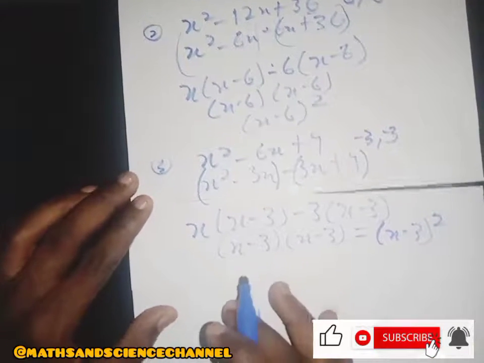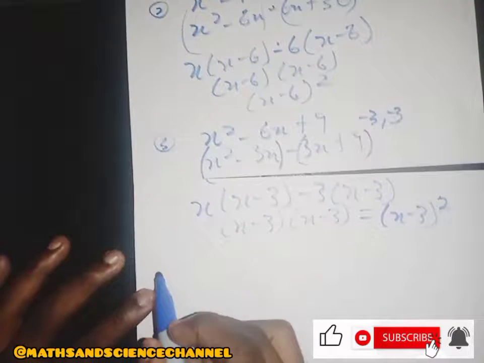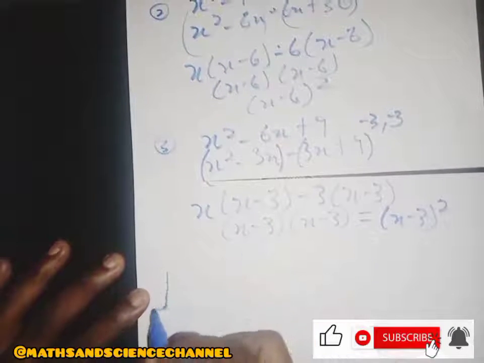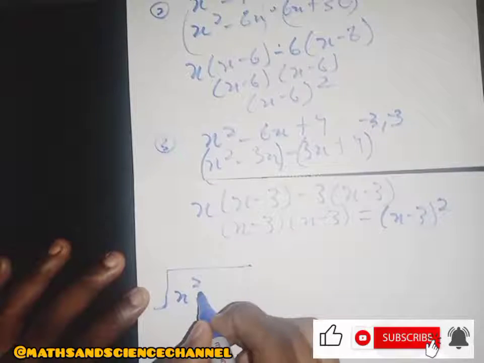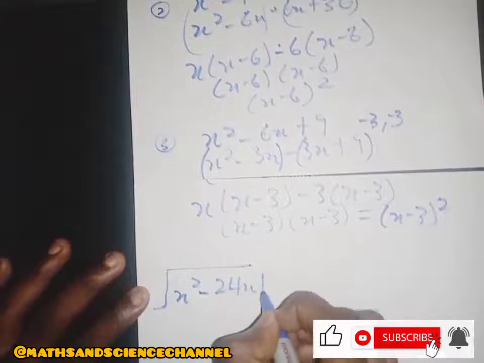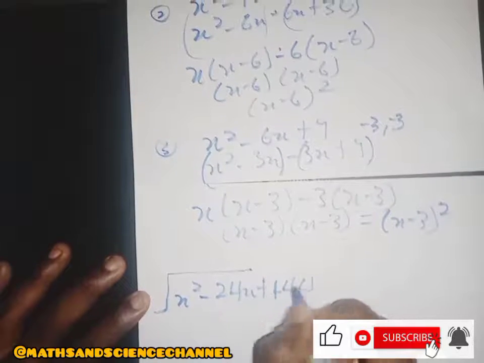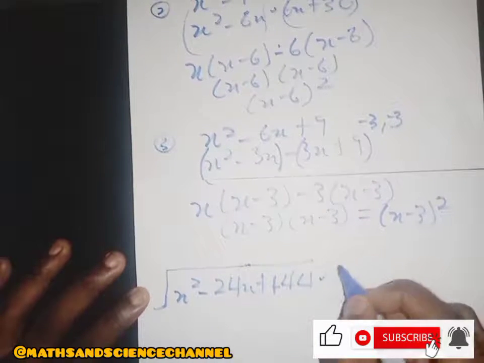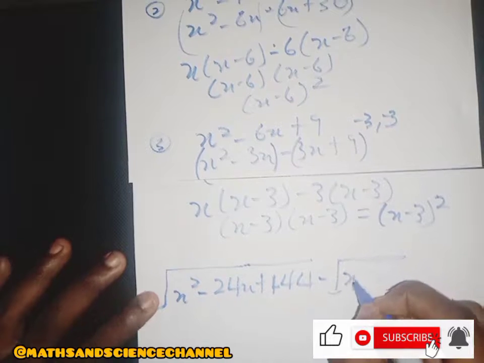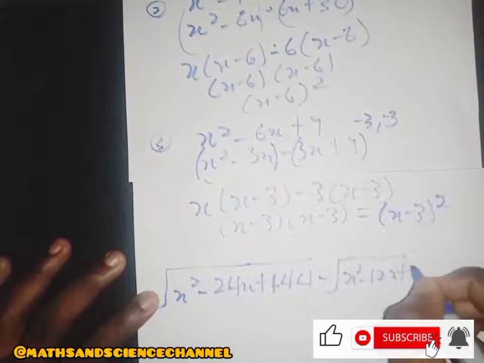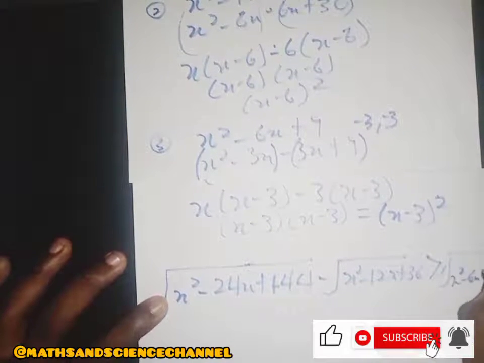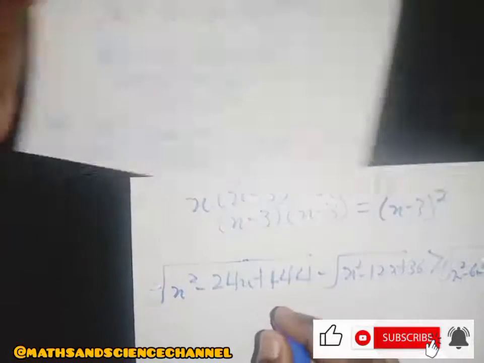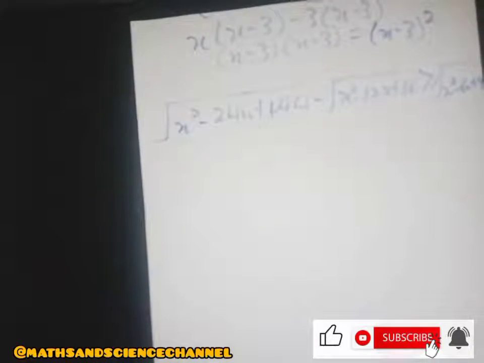So if that is the case, what we are going to do next is just to substitute everything. So for the first part, we have the square root of x squared minus 24x plus 144, right? And then also we have the square root of x squared minus 12x plus 36 here, which is greater or less than the square root of x squared minus 6x plus 9, right?